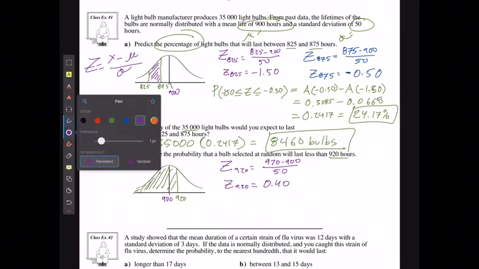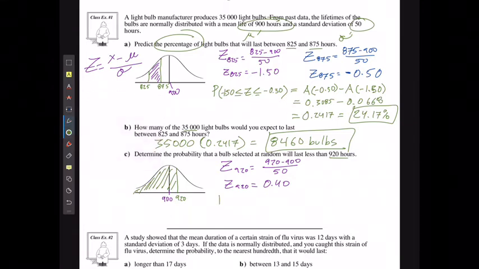And now my probability is just going to be the probability for the z-score that is going to be less than 0.40, which is going to equal the area under 0.40, which is going to be 0.6554. If they asked for this as a percentage, it would be 65.54%.